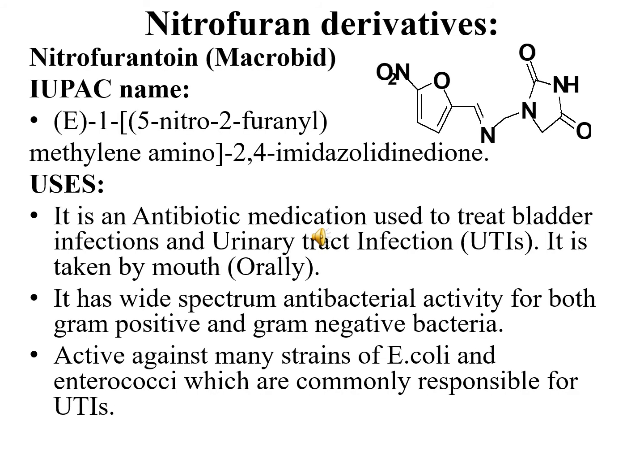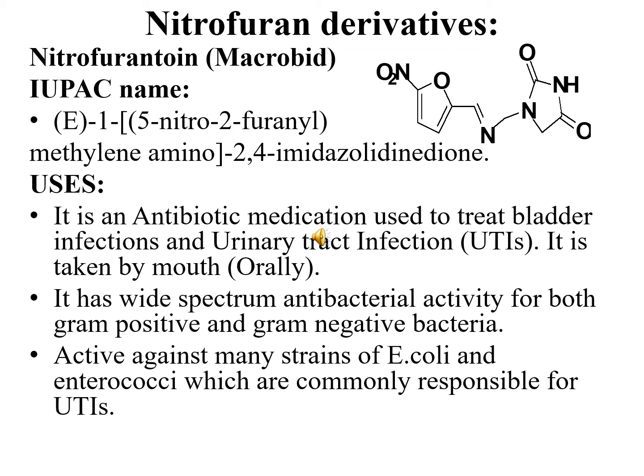Then comes another class, that is nitrofuran derivatives. Nitrofuran is another organic compound which contains a nitro group as well as a furan ring, as we see in the compound Nitrofurantoin. The brand name is Macrobid. As we see in the structure, it contains a 5-membered heterocyclic ring with oxygen, that is the furan ring, and a nitro group, NO2 group, on the ring. From this ring and this group, the name nitrofuran is derived.